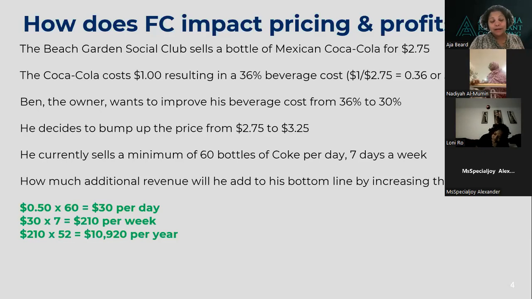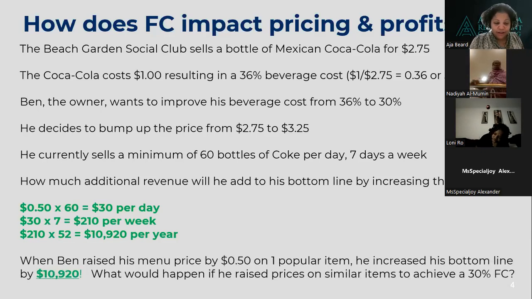That's $10,920 per year that he was able to add to his bottom line just by raising the price of that one menu item 50 cents. So just imagine when you start to increase every menu item 25 cents, 50 cents, 60, whatever the increment is, it is immediately going to have an increase on your bottom line.